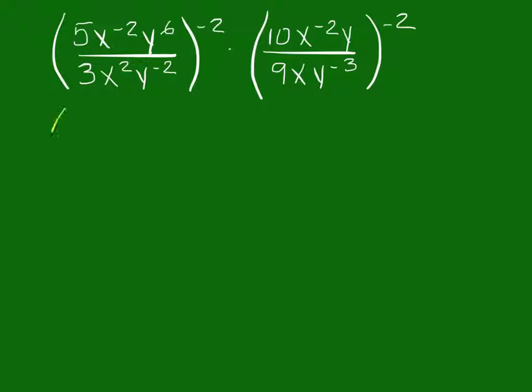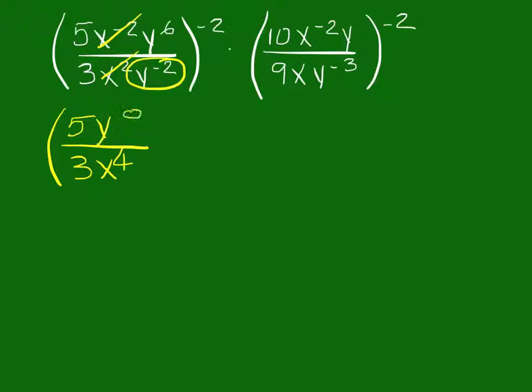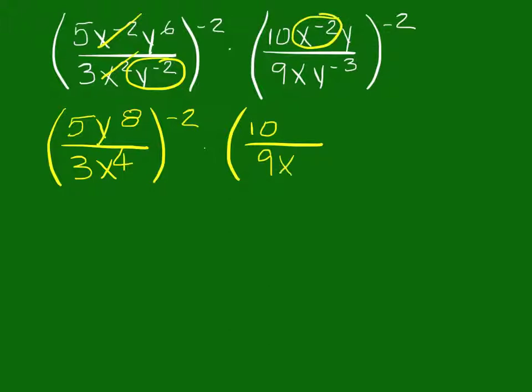On the left hand side, that should be 5 and the 3 staying where they're at. The x to the negative 2 on the top will go to the bottom and combine to make an x to the 4th. This will go to the top and combine to be y to the 8th. And then on the right side, 10 and 9 will stay where they're at for now. This goes to the bottom and combines to make an x to the 3rd. This goes to the top and will make a y to the 4th.